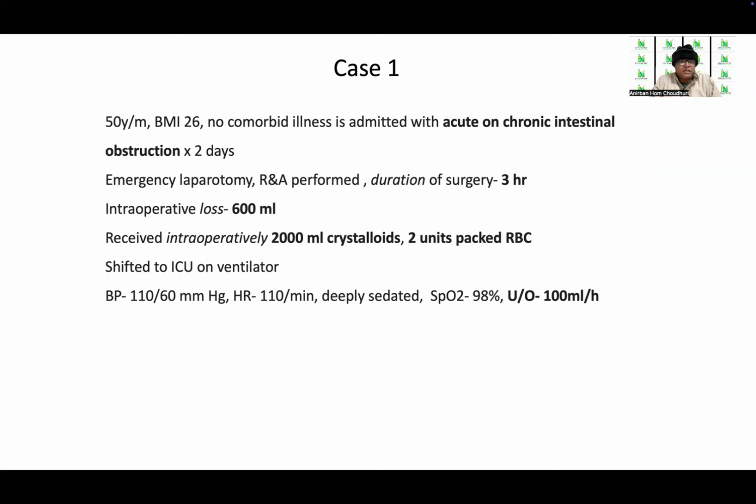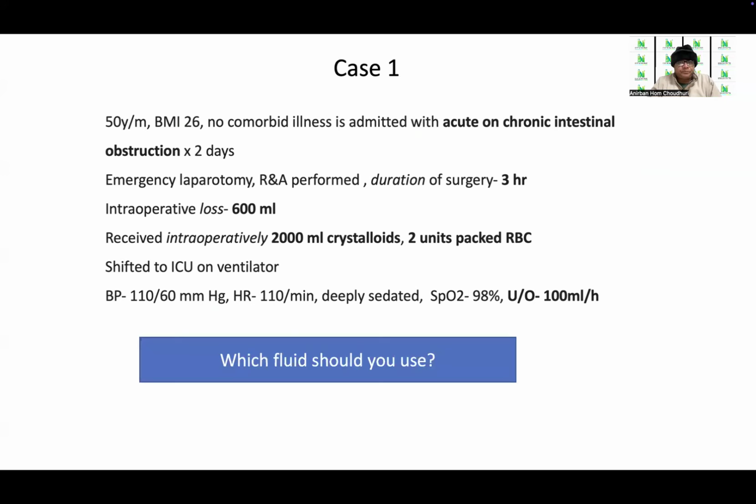and is shifted to the ICU on ventilator, partly because of hemodynamic instability and partly because of inadequate reversal. After shifting to the ICU, the patient records a BP of 110/60 and a heart rate of 110. The patient is deeply sedated. The saturation is 98%, and the urine output is 100 ml per hour. Now, which fluid should you use in such patients?